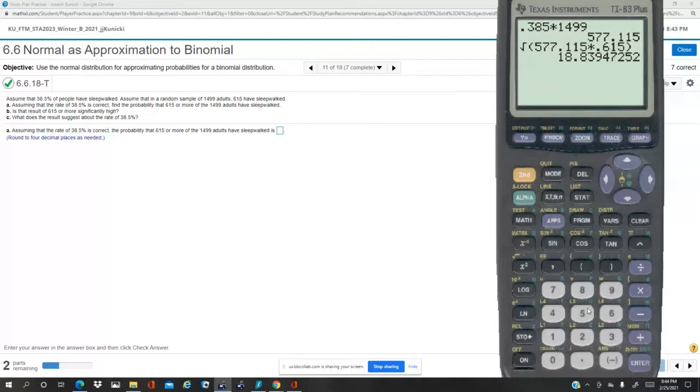The only thing is we have to make the normal a continuity correction. And since it says that 615 or more, then I'm including 615. So we want the probability that X is greater than or equal to 615. But with the continuity correction, we have to change it to 614.5. We have to move back a half a unit.